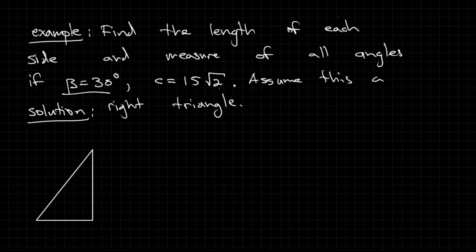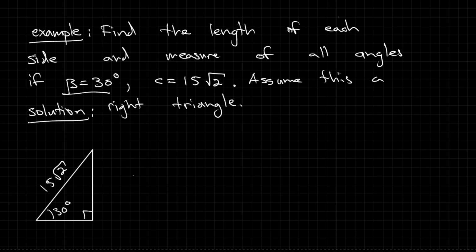So C, by our notation, is the length of the hypotenuse. So this is going to be 15 root 2. It's important that this length is 15 root 2 and not something like this over here. That would give a leg the length of 15 root 2. And then I have a right angle that's opposite to the hypotenuse, and let's label this 30 degrees.